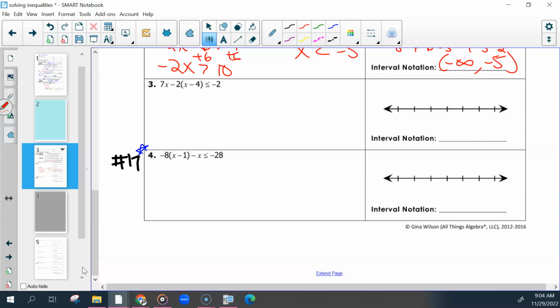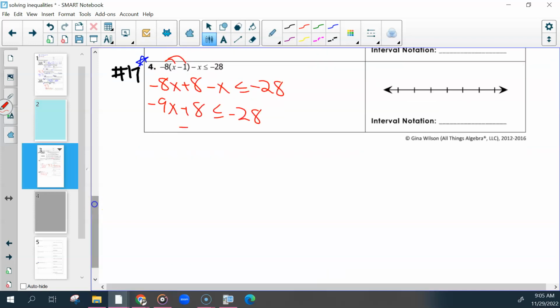So just like before, distribute. We have negative 8x plus 8 minus x is less than or equal to negative 28. Combine your like terms. Do exactly what it says. Negative 8x minus x would be negative 9x. And then continue solving. Get rid of your 8 by subtracting.